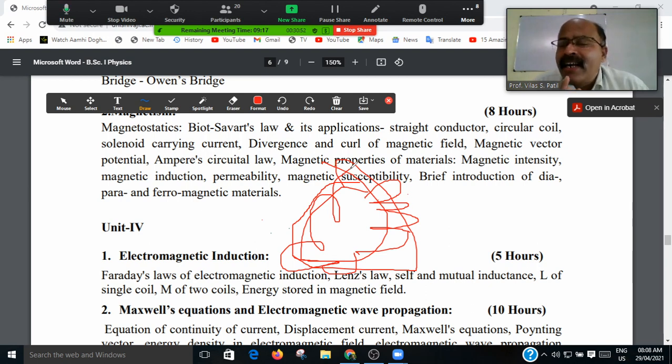Then what will be the condition? In the last case we took the long and straight solenoid. Here we are going to take the endless solenoid. Endless solenoid means a circular solenoid, where the starting and ending point is the same. The starting and ending point is the same, that is the circle.